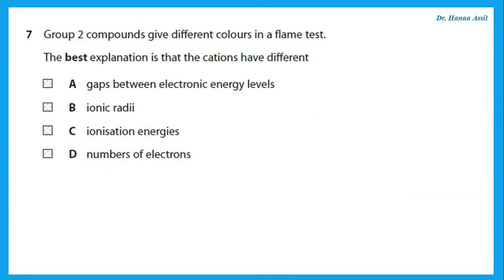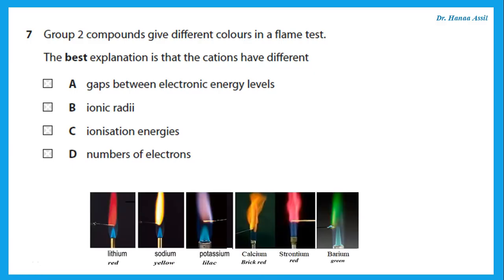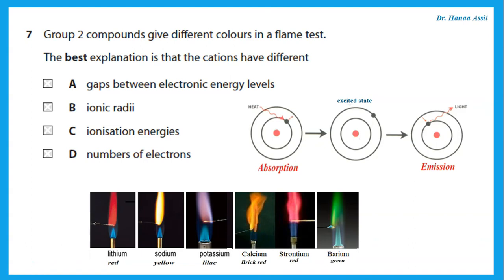Group 2 compounds give different colors in a flame test. The best explanation is that the cations have different what? So if we're doing a flame test, why do the group 2 compounds give different colors? Remember, we said the color arises from what? The fact that when we heat the compound, electrons gain energy and jump to a higher energy level. So this is called an excited state.